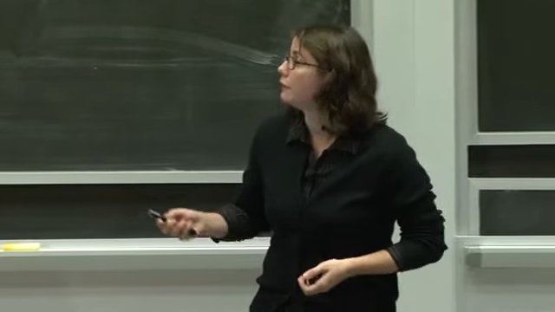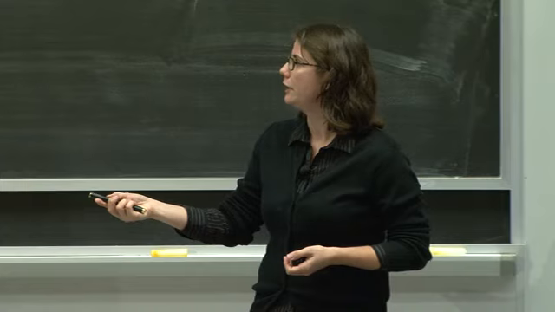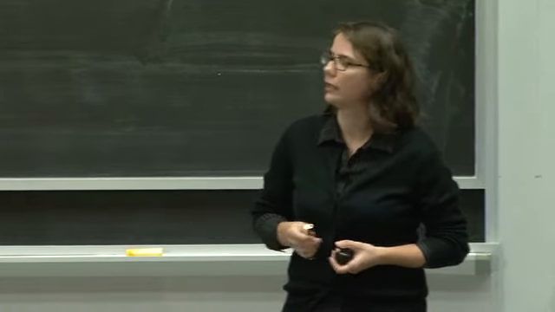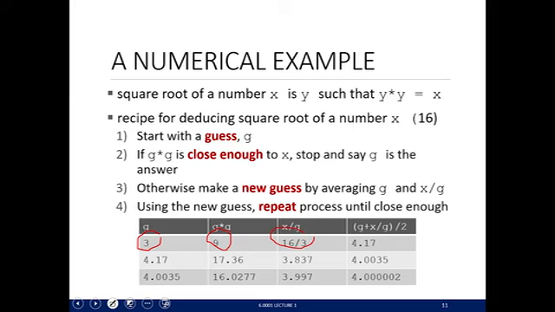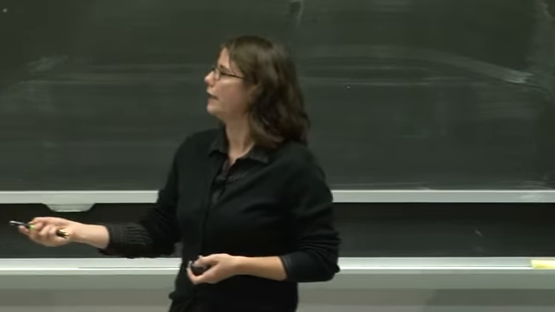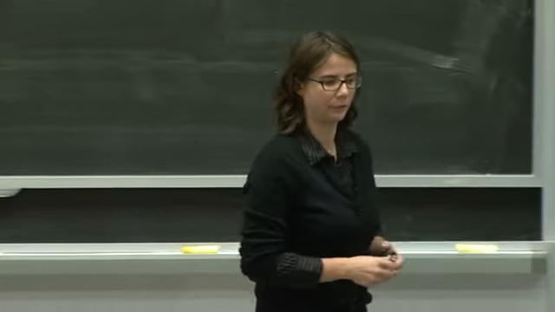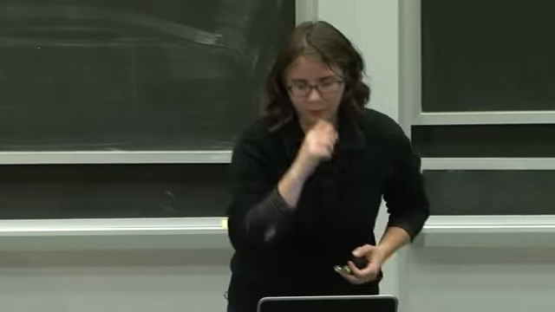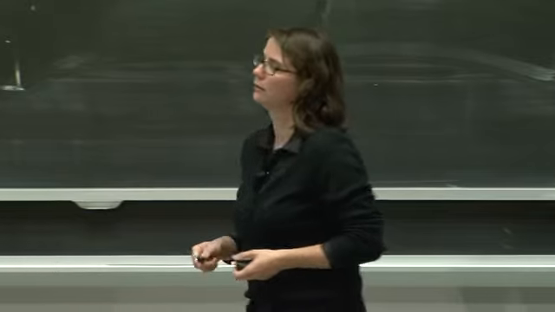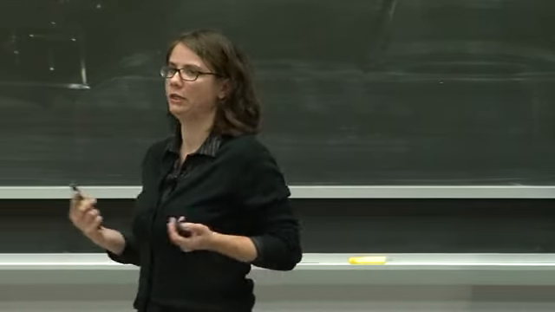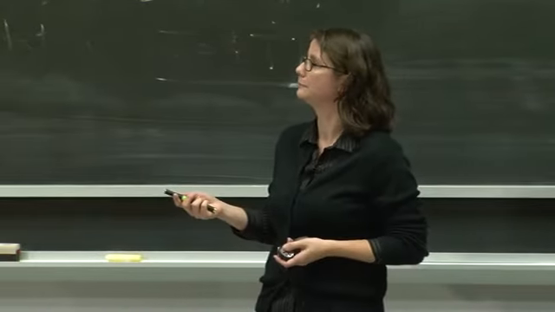If it's not close enough, then I'm going to make a new guess by averaging g and x over g. So that's x over g here, and that's the average over there. The new average is going to be my new guess. And then the last step is using the new guess, repeat the process. So we go back to the beginning and repeat the whole process over and over again. And you keep doing this until you decide that you're close enough.